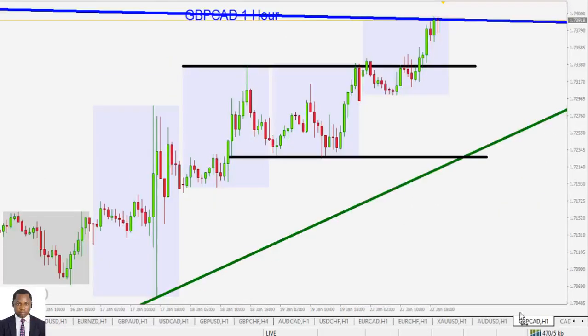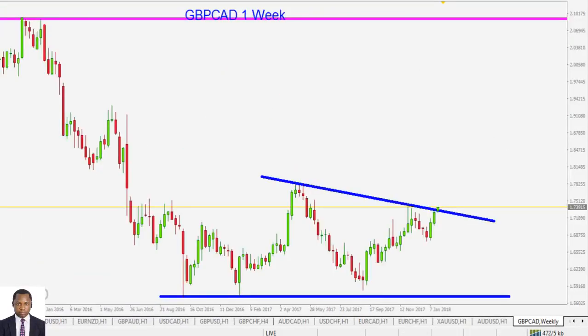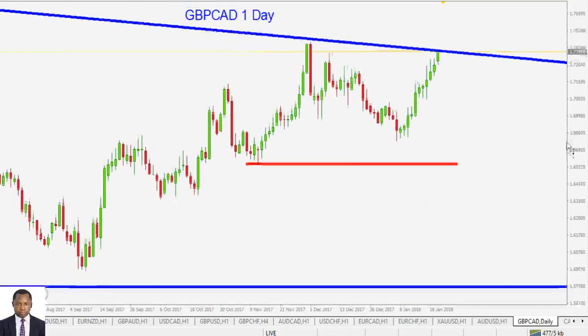Okay, nothing. Still range. Sterling pounds against the Canadian dollar. In the weekly time frame, we were actually talking about a possible flat bottom triangle, but prices tend to be breaking out of that upper leg.